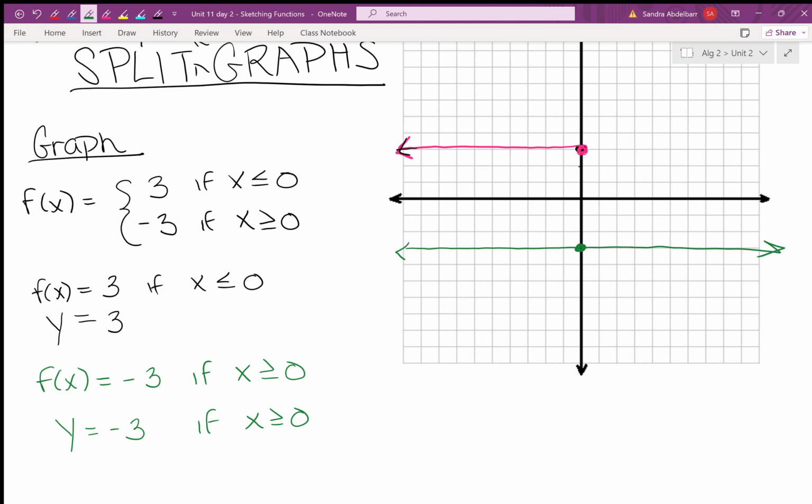But I've restricted the domain. What is my restricted domain? It's only in the scenario that x is greater than or equal to 0. So where is x greater than or equal to 0? Here, going to the right. So what should I do with the left part of that line? Erase it. And that's our split graph. That's it. All right.